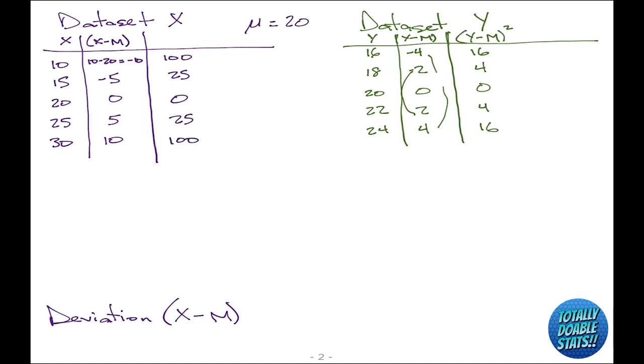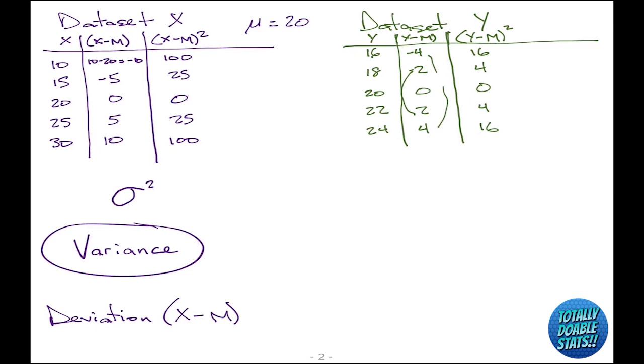And so now that I have all of the squared deviations, I can add those up and take an average of what the squared deviations are. And that is actually going to give me my variance. The symbol for variance is sigma squared, and that's how I'm going to figure out my variance. It is the sum of all the squared deviations divided by however many I've got, and that's how I'm going to figure it out for a population.